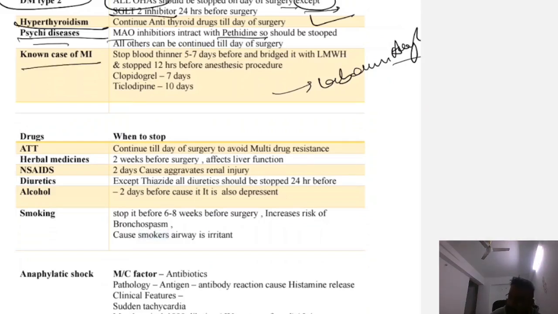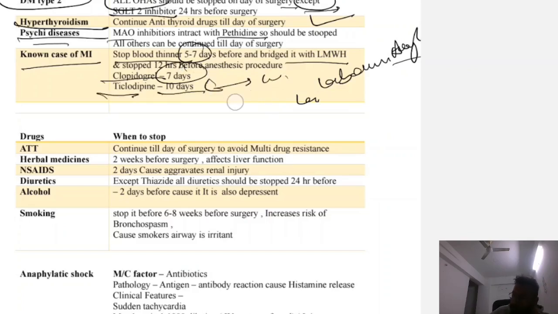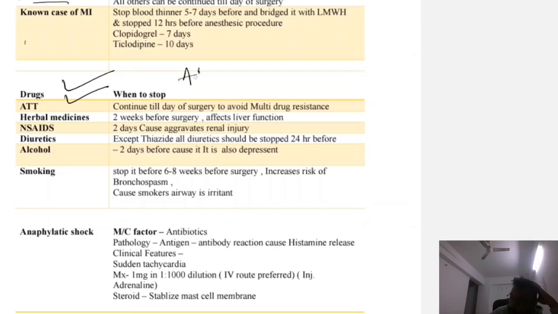Now a patient is a known case of MI, so you have to stop blood thinners 5 to 7 days before the surgery, and you have to give low molecular weight heparin. Okay, clopidogrel stop 7 days before, ticlopidine 10 days before. Okay, anti-tubercular drugs, you have to continue the drug till the day of surgery because stopping causes multi-drug resistance in the patient.